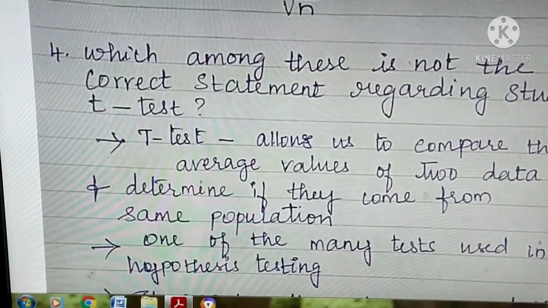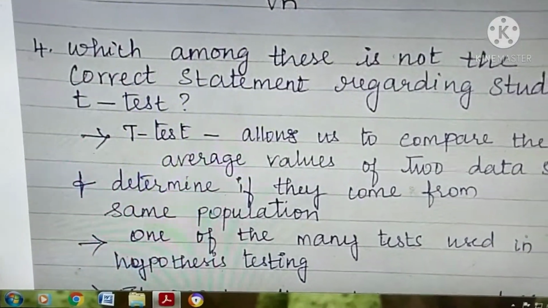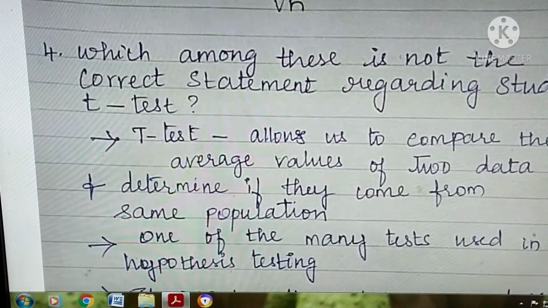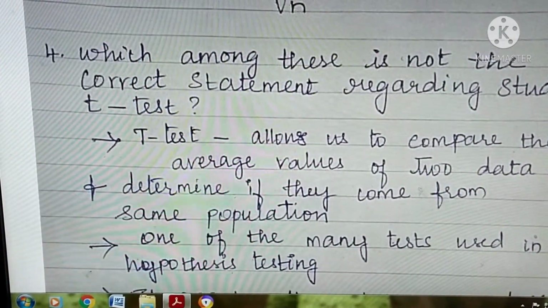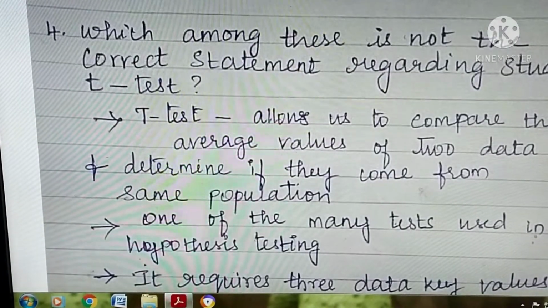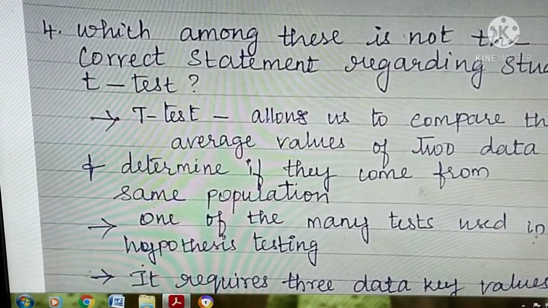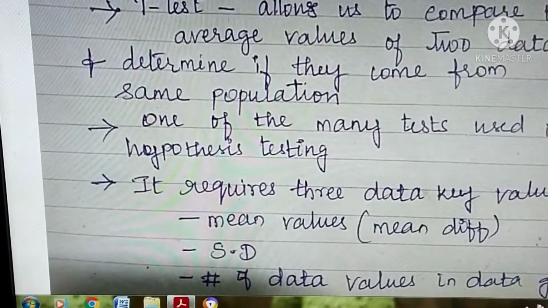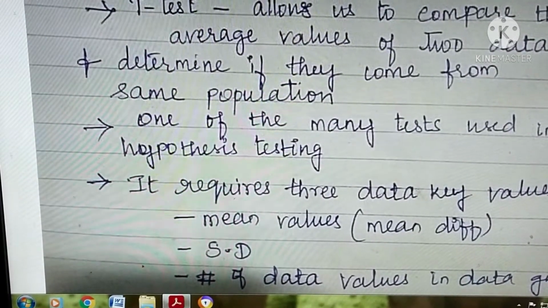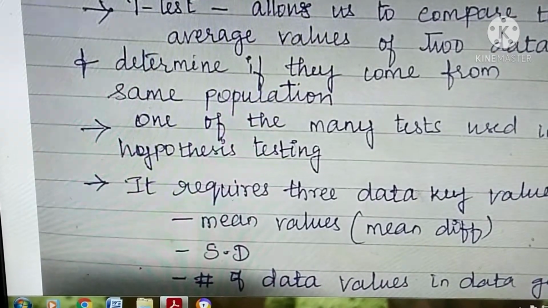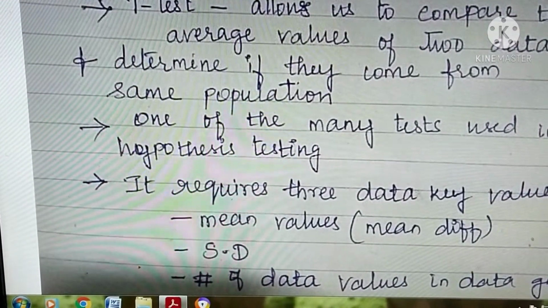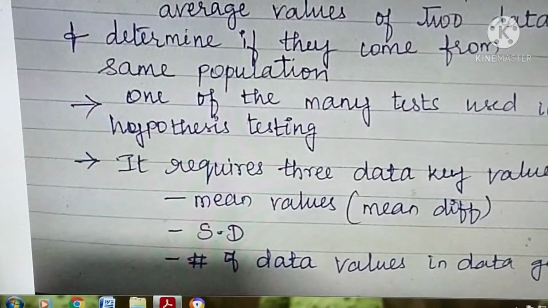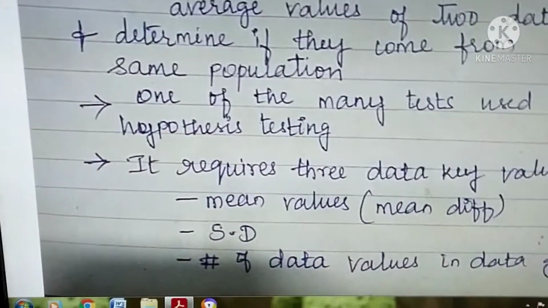Number 1, t-test allows us to compare the average values of two data sets and determine if they come from the same population. T-test is one of the many tests used in hypothesis testing. T-test requires 3 data key values, that is the mean values, also called mean difference, standard deviation, and number of data values in the data group.